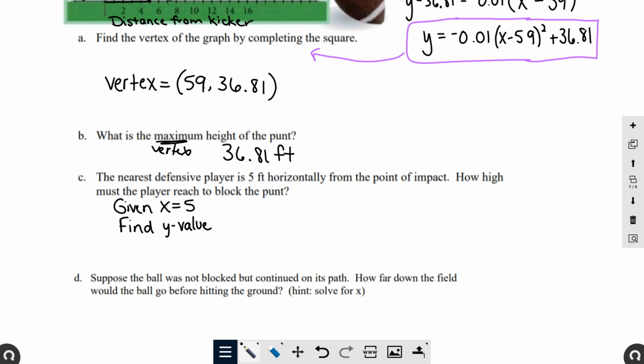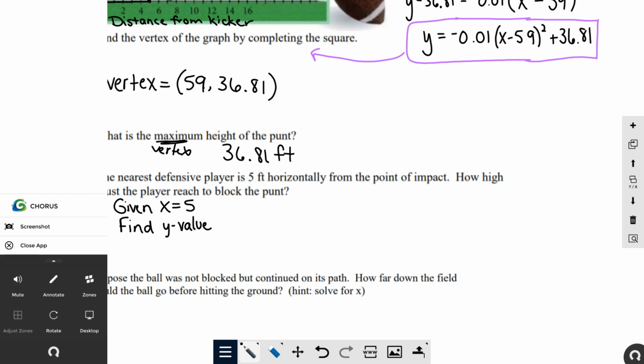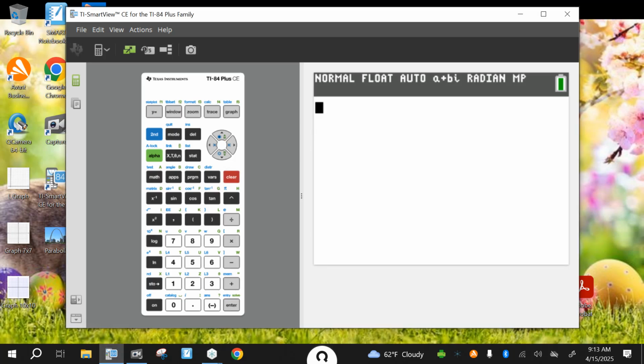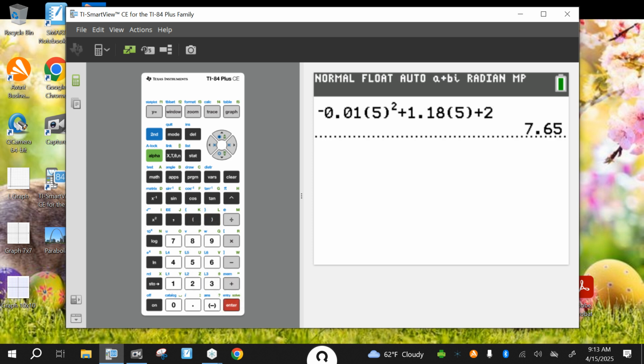So how are we going to do that? Plug it into the equation. It shouldn't matter if you plug it into the original equation or the vertex equation. You can plug them in to either one. So let's plug it into that original equation first. So we have negative 0.01, and then it is x squared. So I'm going to put 5 in parentheses. The squared always goes outside the parentheses. Plus 1.18 times 5, and then a plus 2.